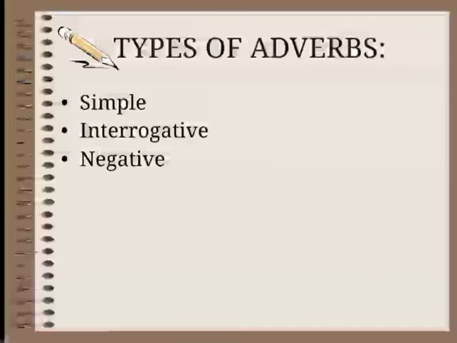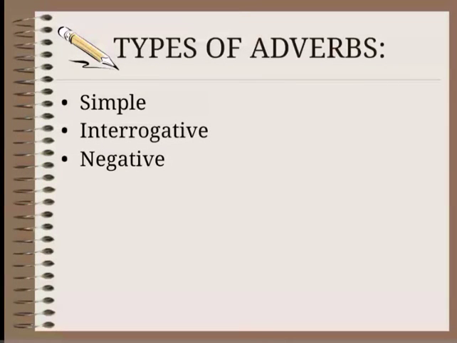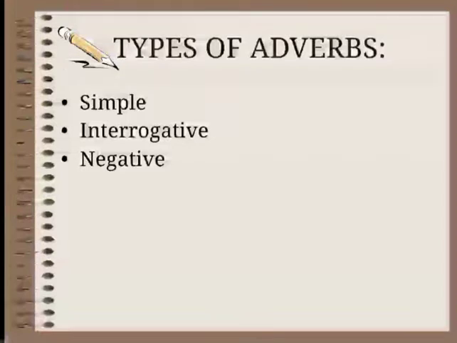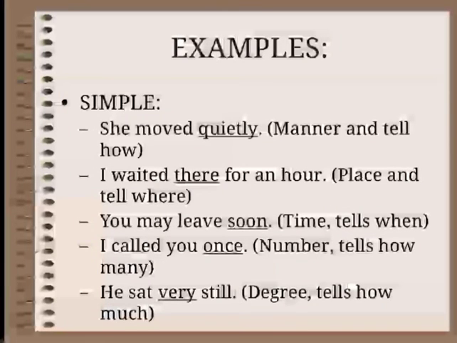But there are some types of adverbs also. Everyone should know the types of adverbs: simple, interrogative, negative. These three come under the category of adverb. Now let's go into detail about the definition of simple, interrogative, and negative. Number one, simple. Through the examples you can understand what a simple adverb is.